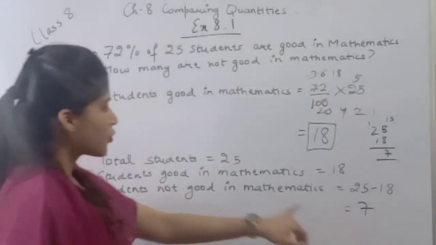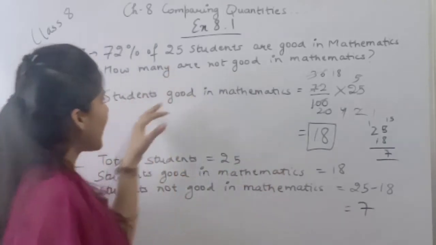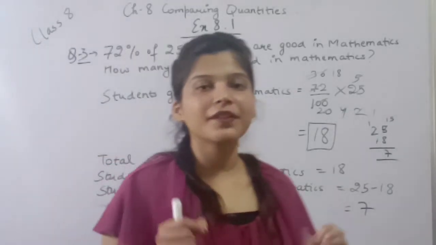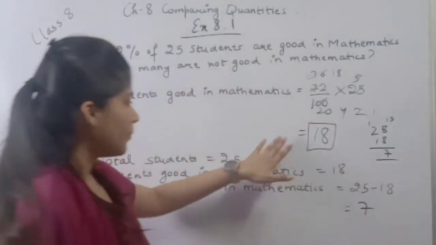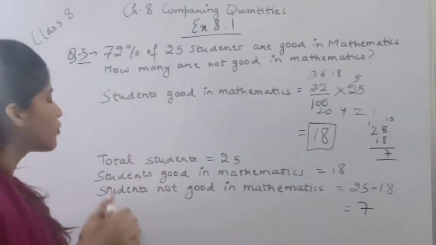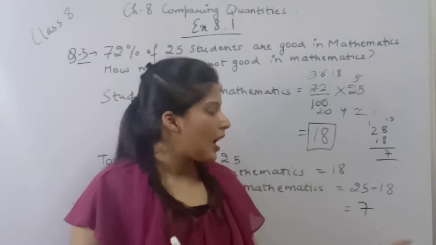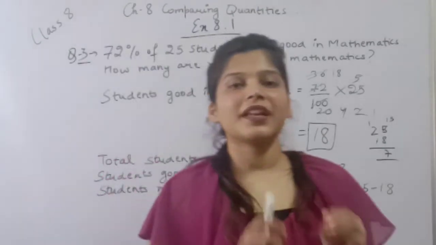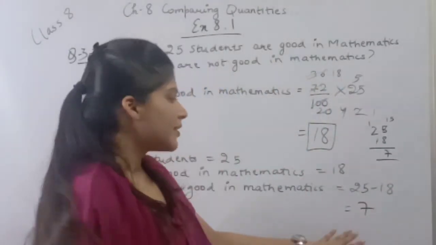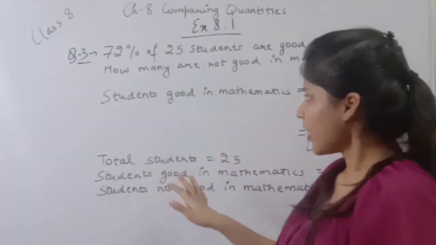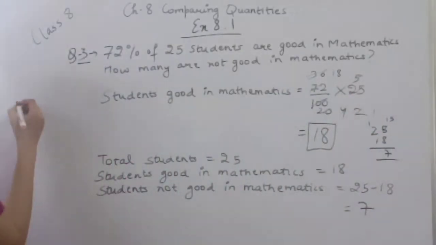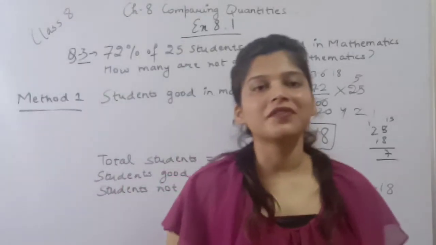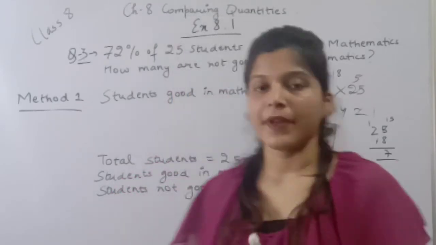are 7. Total हमें पता था 25 students हैं. We calculated the number of students good in mathematics because we were given 72% of 25 students are good in mathematics. So अब जो हमारे पास क्वेश्चन था students not good in mathematics, for that हमने क्या किया, total number of students minus number of students good in mathematics. So 25 minus 18, so we got 7. Okay, now children, this was one method. We have one more method to solve this question. Let's discuss that method as well.